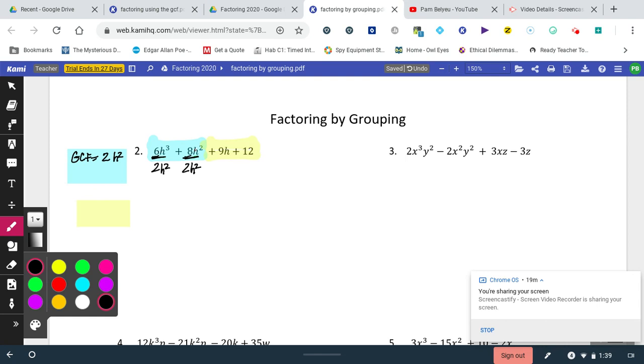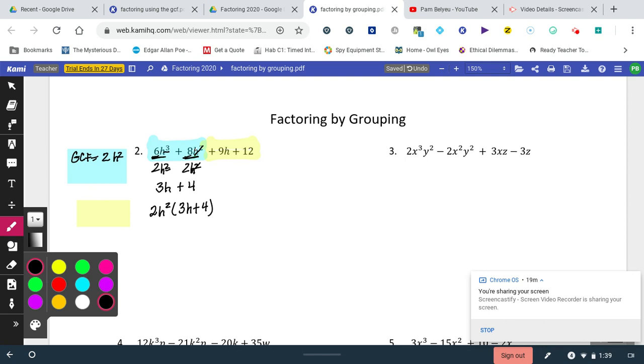6 divided by 2 is 3. 3 minus 2 is 1. I can do that because both of those are h's. 8 divided by 2 is 4. And if you notice, these will cancel. They're exactly the same. They cancel. So in factor form, it's 2h squared times the remainder, which is 3h plus 4.